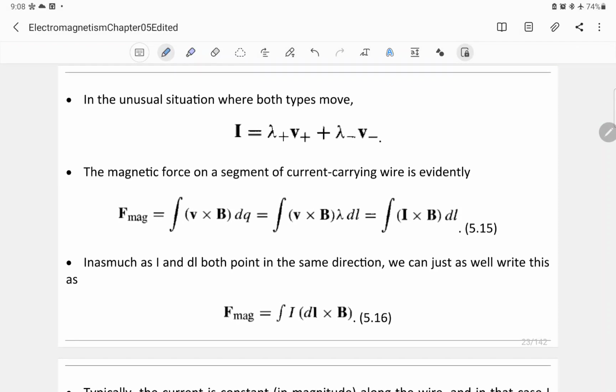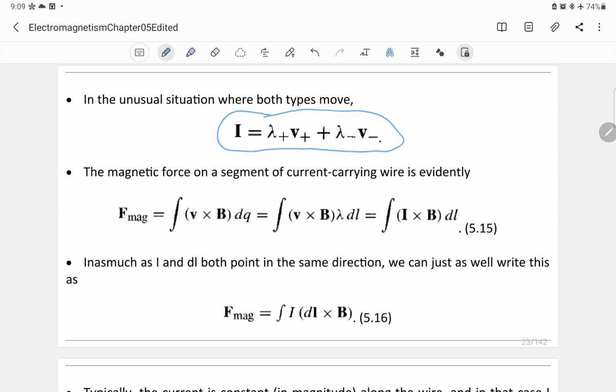In this discussion, however, we're only discussing one type of charge moving, but of course if you have positive and negative charges moving, then the total current would look like this. But this is very unusual, so we just consider the motion of one type of charge. We would want to cancel either of the two terms.